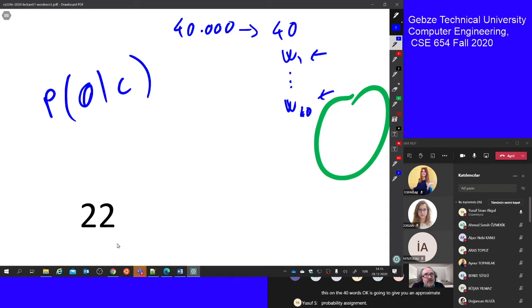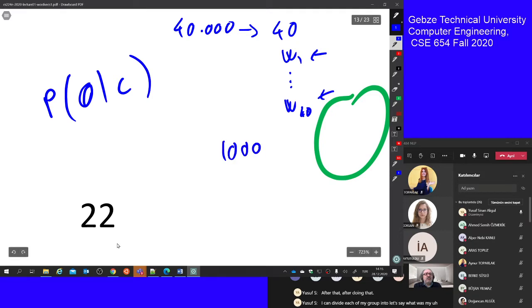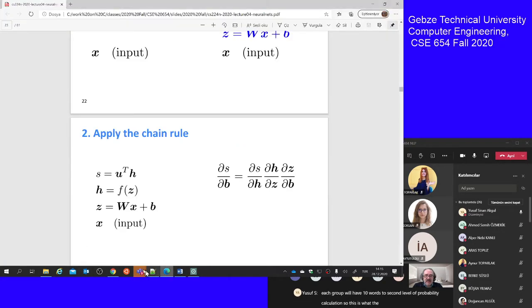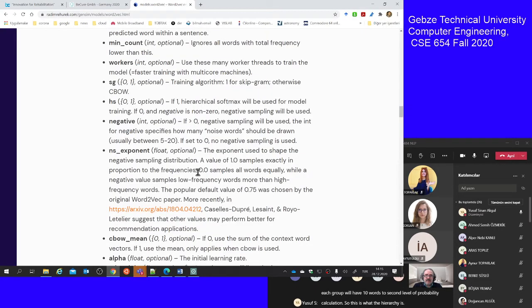When you do this on the 40 words, it's going to give you an approximate probability assignment. After that, I can divide each of my groups, which had maybe 1000 words per group, into, let's say, 100 groups. In that case, each group will have 10 words. That's the second level of probability calculation. So this is what the hierarchy is.